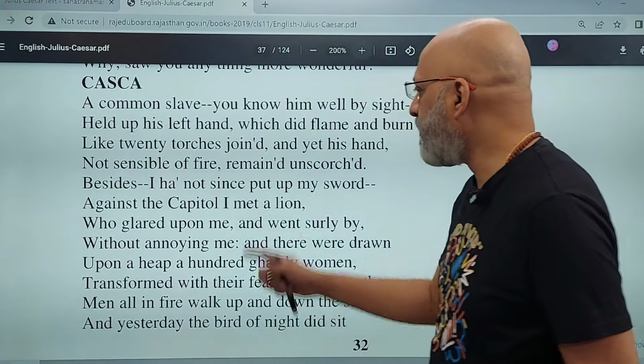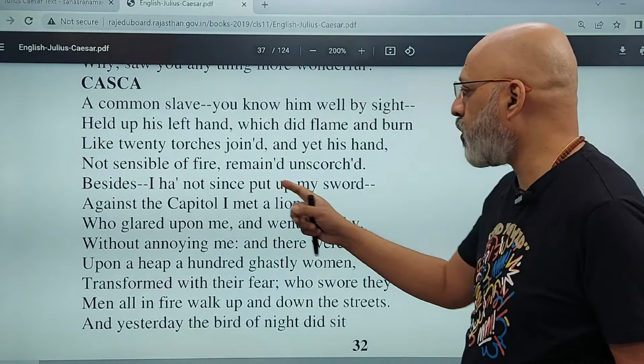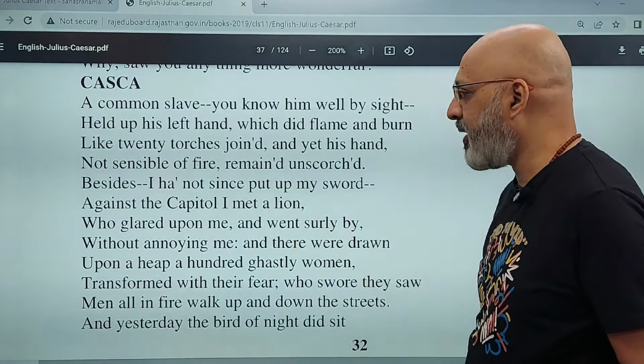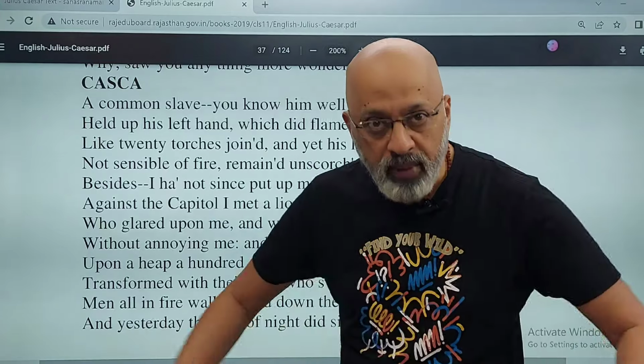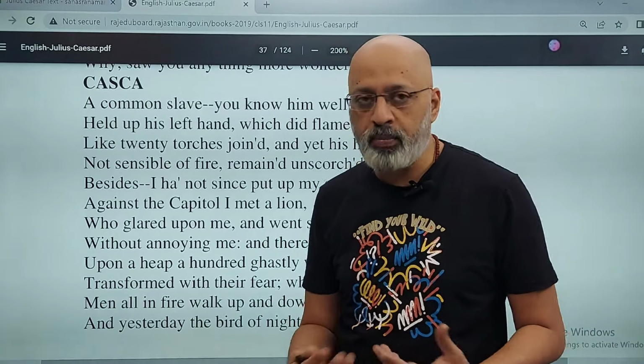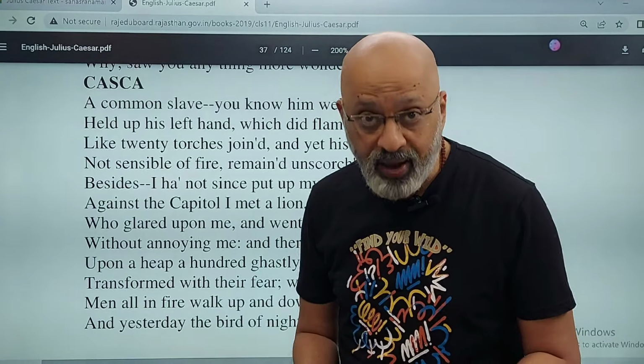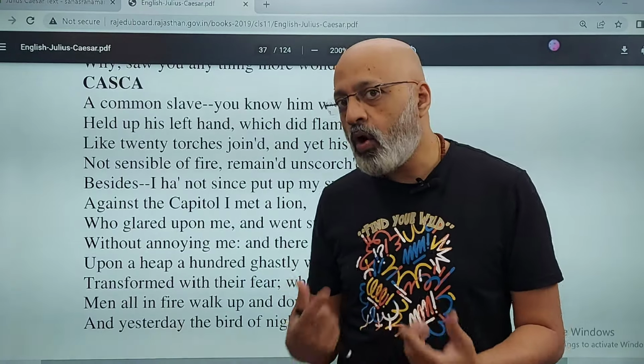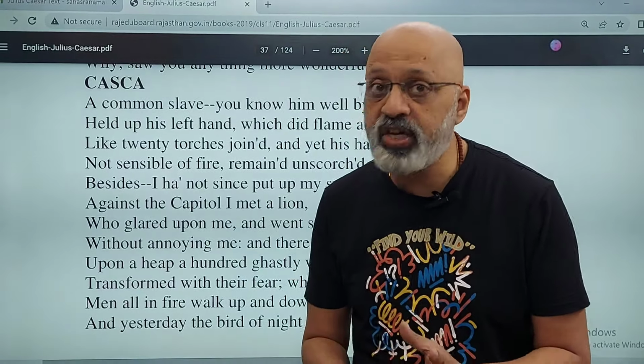Besides, I have not since put up my sword against the Capitol. I met a lion who glared upon me and went surly by. So he's saying, besides, my sword is not covered since seeing this, because I'm terrified of the sights and sounds I have been seeing. So he says, very near the Capitol, which is the main area of the city of Rome, I saw a lion. A lion walking around in the city is again a strange kind of sight.